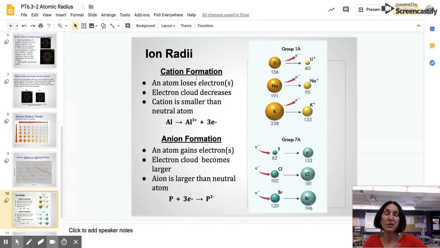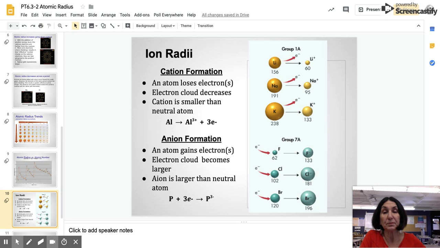Ion formation. This also is something to keep in mind. So the radius of ions is not the same as the radius of their neutral atoms. In cation formation, ions lose electrons. So these are the metal atoms. They lose electrons. That means their electron cloud is going to decrease.